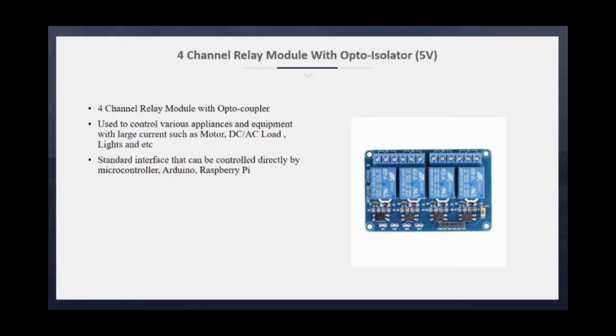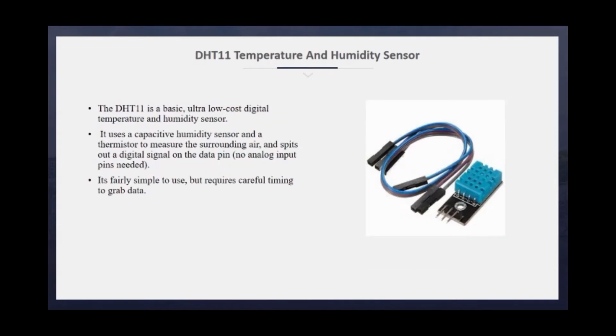And next, we use a 4-channel opto isolator with 5 volt, which is to control various appliances and equipment with large currents such as light or AC/DC load. And next, we use the DHT11 temperature and humidity sensor. The DHT11 is a basic ultra low cost digital temperature and humidity sensor.